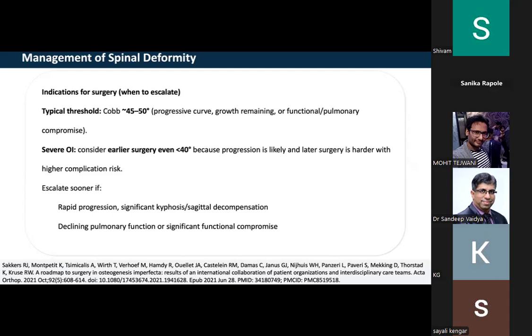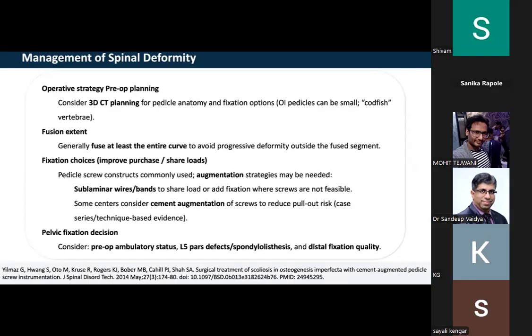There is a lot of significant kyphosis or sagittal decompensation. There is declining PFT, and the curve is causing major sitting imbalance, pain, or any loss of function or ADLs of the patient. So for planning, we need to get a 3D CT for pedicle anatomy. Pedicles could be small. The vertebrae could be osteoporotic. We have to optimize the bone health before the surgery. We have to plan the anesthesia well, and even the blood management part.